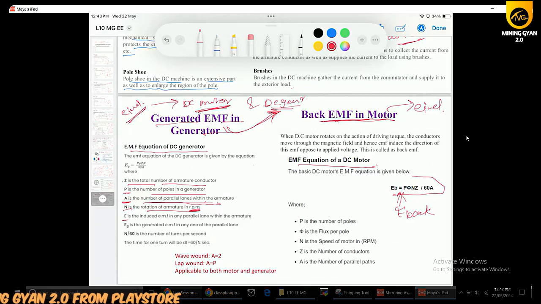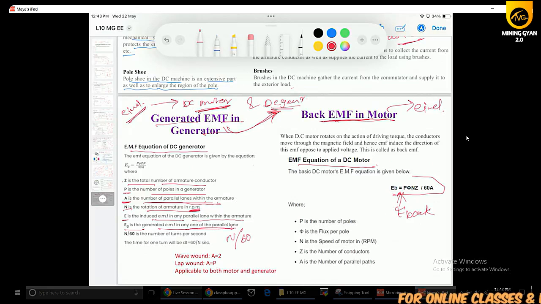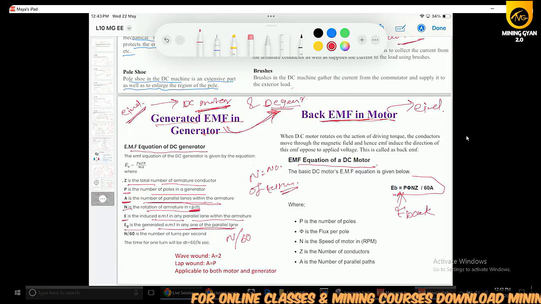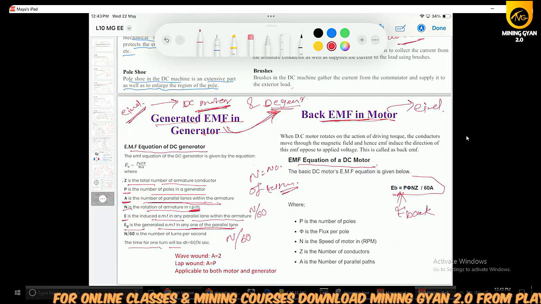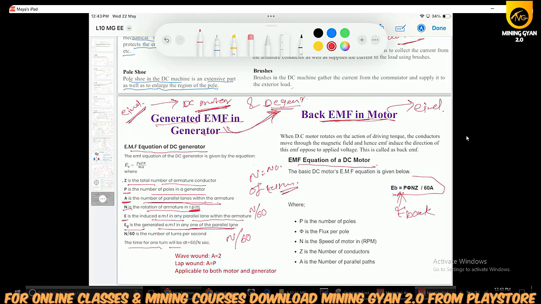Then E is the induced EMF in any parallel line within the armature, and Eg is the generated EMF in any one of the parallel lines. And N by 60 is the number of turns per second. N is what? The number of turns of the coils. N by 60 is the number of turns per second, and the time for one turn will be dt equals 60 by N second. And phi is what? Flux, magnetic flux, that will be measured in terms of Weber.